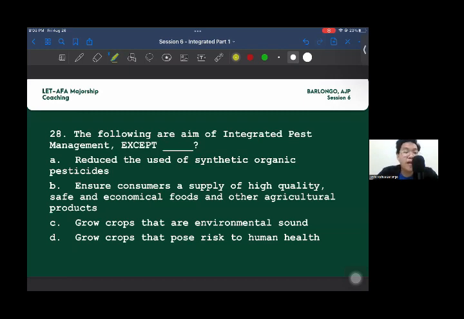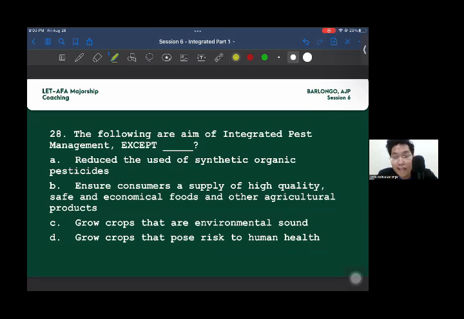So the following are aims of integrated pest management except: A. Reduce the use of synthetic pesticides. B. Ensure consumers a supply of high quality, safe, and economical foods and other agricultural products. C. Grow crops that are environmentally sound. Or letter D. Grow crops that pose risk to human health.